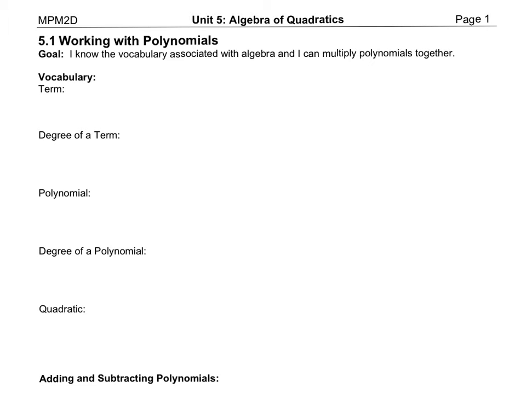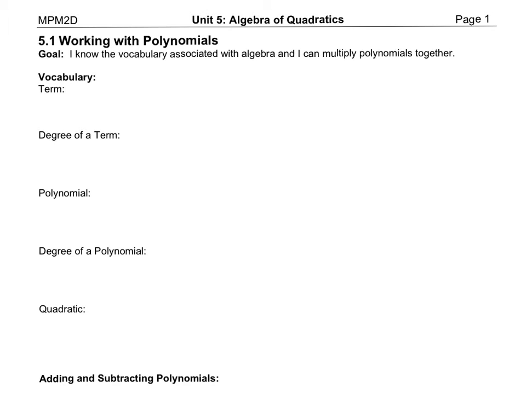Today we're going to work with polynomials. So some of these things you already know from previous math in terms of adding and subtracting polynomials, collecting the like terms, some multiplication, but we're going to extend those skills this year. So let's start with reviewing some of the vocabulary you should know.